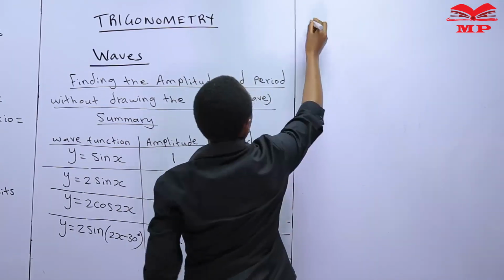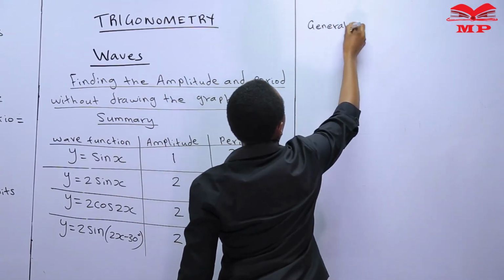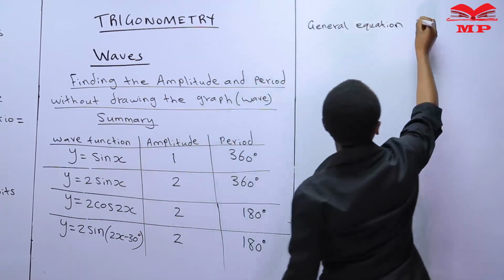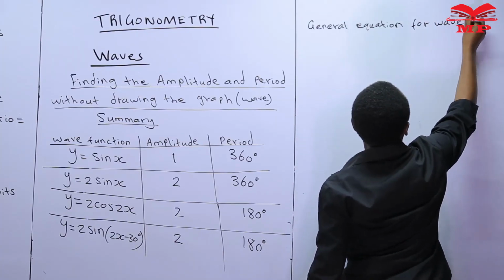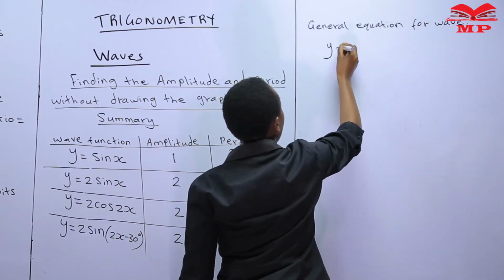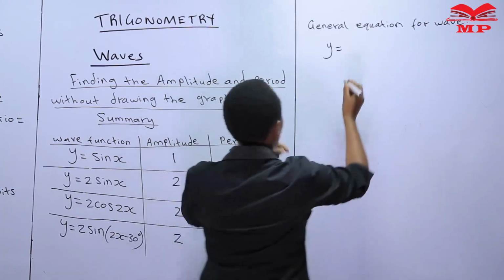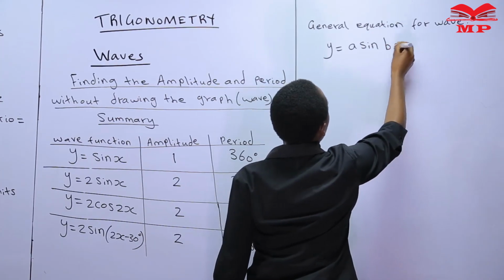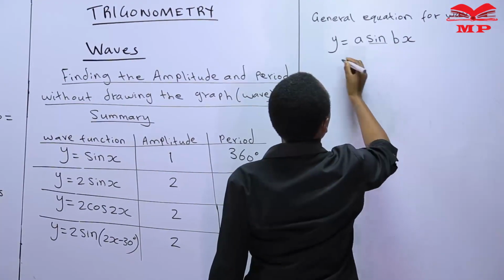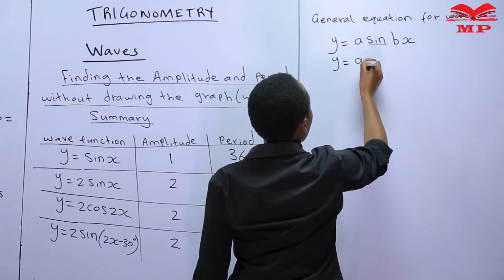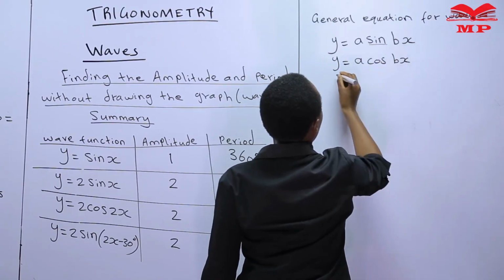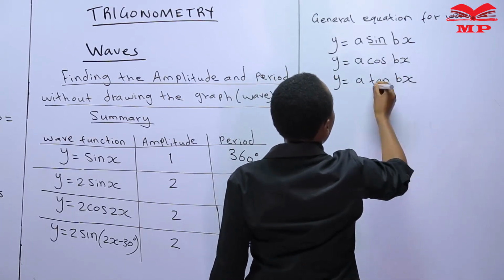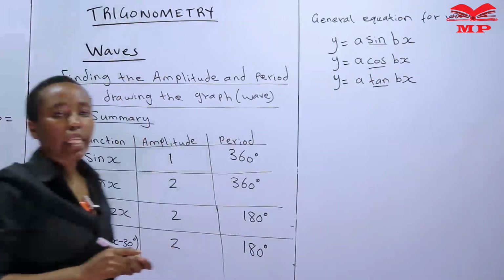Our general equation for the wave is y is equal to a sine bx. It can either be sine or cos, a cos bx. We can also have y is equal to a tan bx, any of the trigonometric ratios.